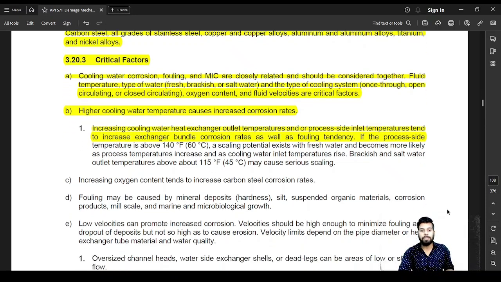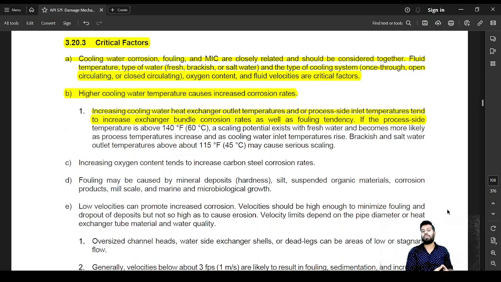Critical factors: cooling water corrosion, fouling, and microbiology induced corrosion are closely related and should be considered together. Fluid temperature, type of water and the type of cooling system, oxygen content and fluid velocities are critical factors. Higher cooling water temperature increases the corrosion rates. Always remember one thing: whenever the temperature increases, generally the corrosion increases. This has some exceptions to it.